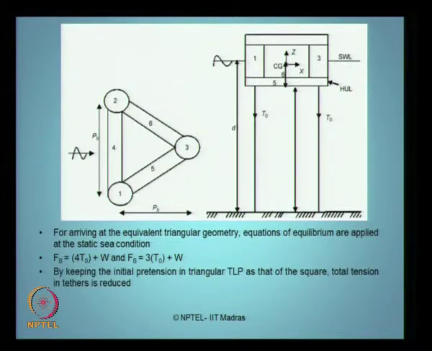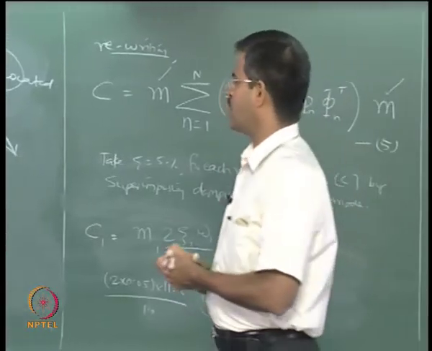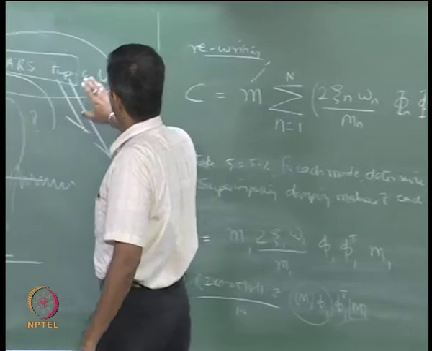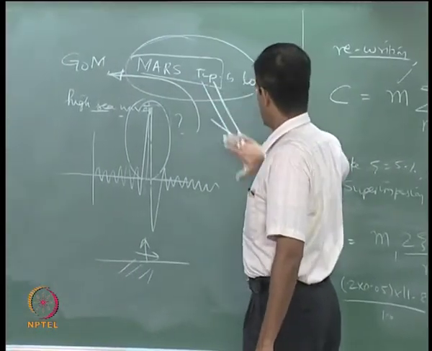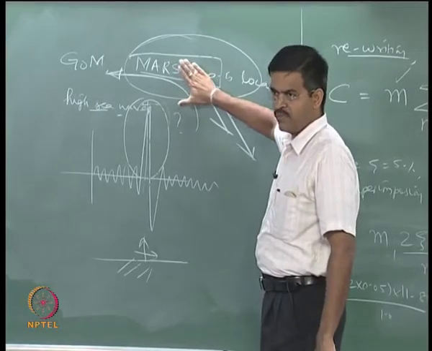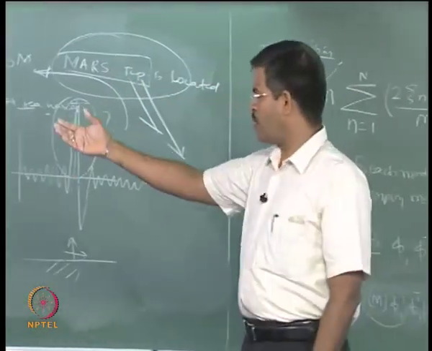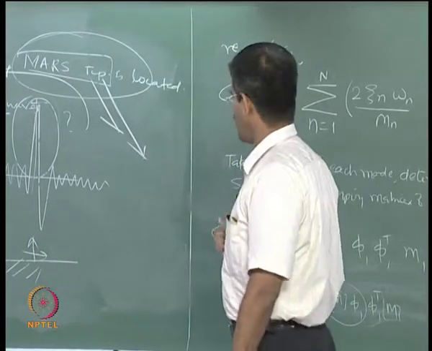So, by keeping the initial pre-tension T naught in triangular and square the same, what happens is 3 T0 will be much lower than 4 T0, about 1.3 times lower than 4 T0. Therefore, the total tension is reduced. This has been adjusted by increasing the weight. Okay. So, this is the basis on which the simple geometry has been evolved, without doing much alteration in the size of the TLP from that of square to triangular, which is existing, which is constructed already and functioning even now. So, a triangular geometry is attempted, and at that geometry now the periods are different.